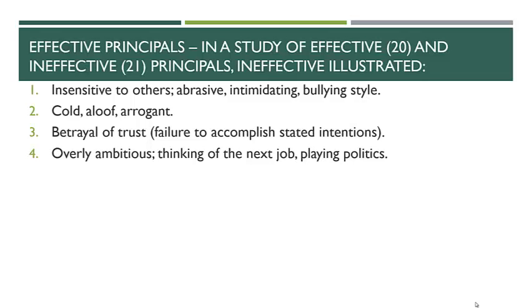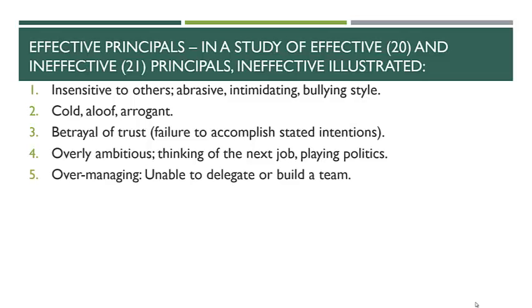Overly ambitious, thinking of the next job, playing politics. Overmanaging, unable to delegate or build a team. And what happens when you're unable to delegate authority, and we talked about delegation earlier as part of an organizational structure piece. When you're unable to delegate, what happens is you become a tyrant, and people will jump ship quickly and lose faith in you. These start falling together.